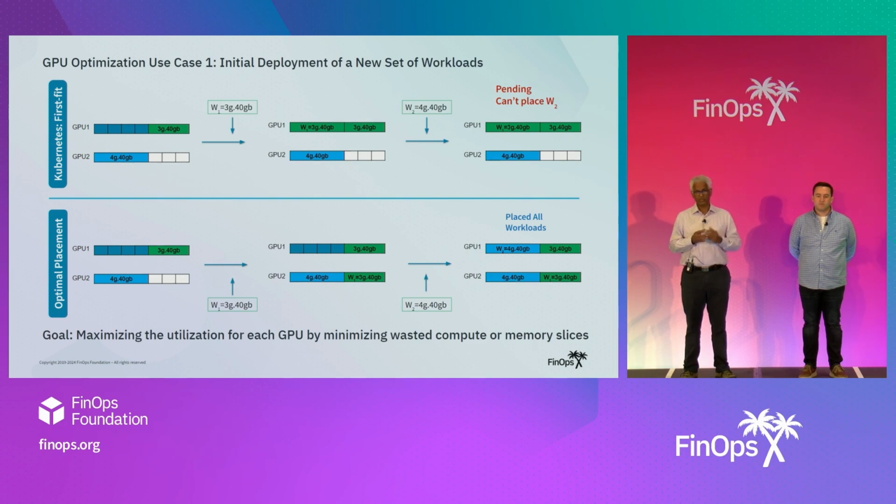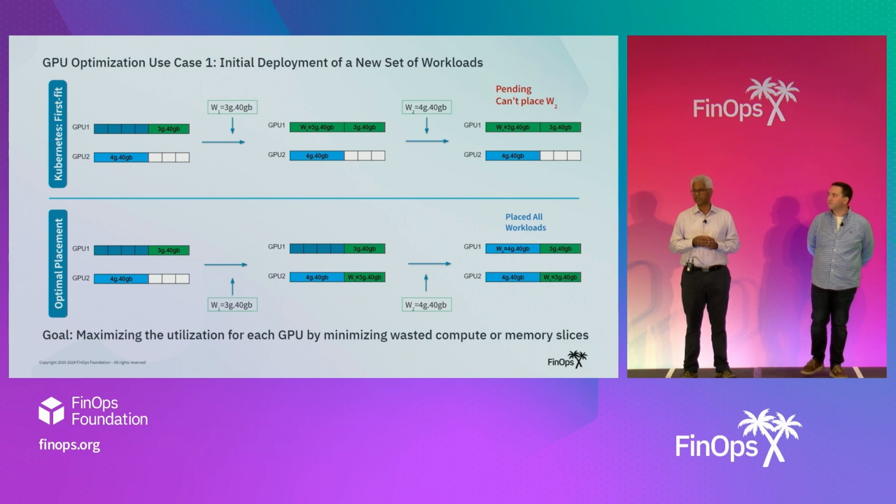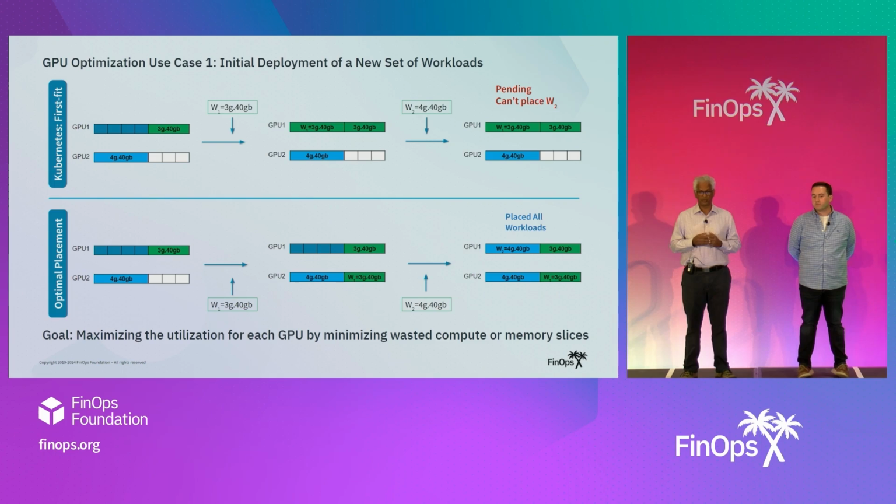At the top here, we're looking at what the vanilla Kubernetes first fit assignment would do. It would put the workload 3G, 40GB in the first GPU. And then when the next workload, W2, comes in, there's no way to place it because there is no slot that has 4G 40 gigabyte space available, right? So that job becomes a pending job, and therefore you're not getting the best bang for the buck.